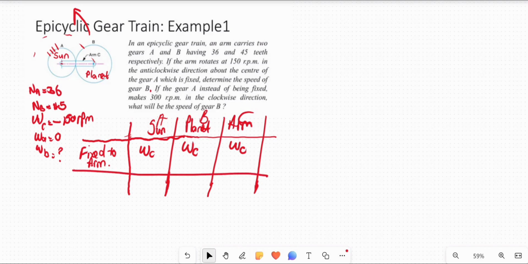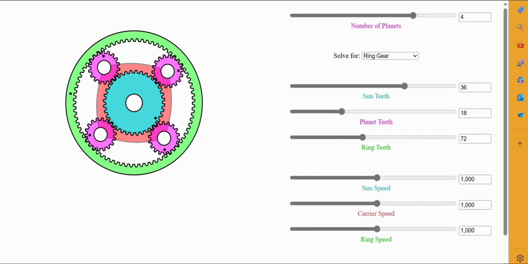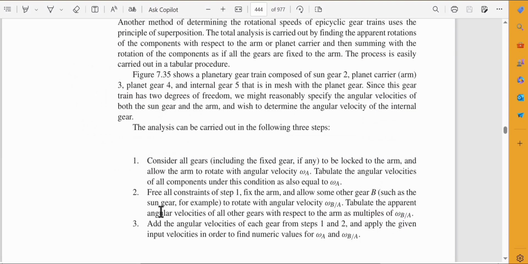Then what is the next step? Let us go back to the book. We want to do this by the book. After that, free all the constraints of step one. Like everything is no longer fixed to the arm, but fix the arm and allow some other gear B, such as the sun, for example, to rotate with an angular velocity, omega, whatever, with respect to A.